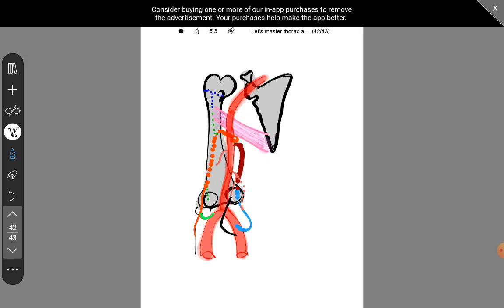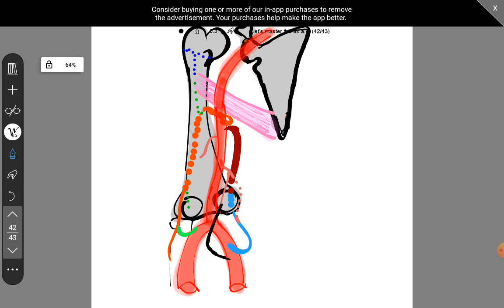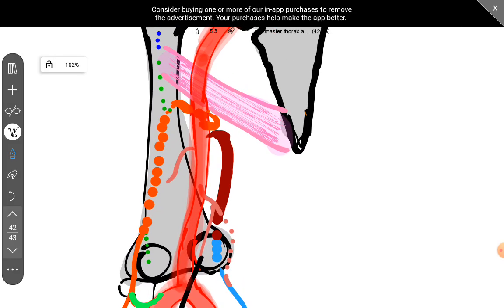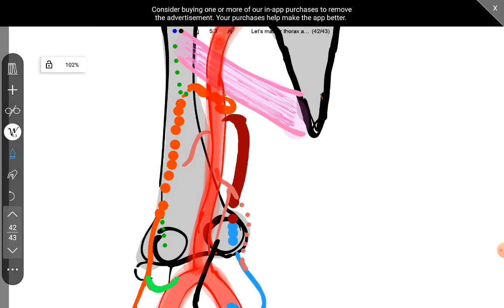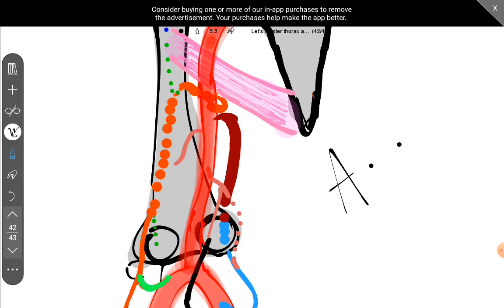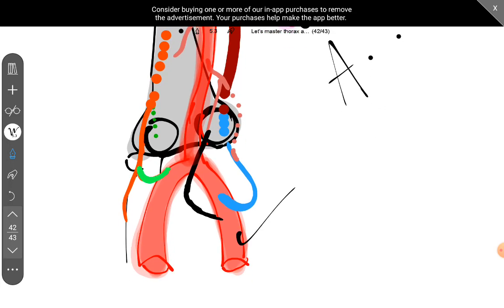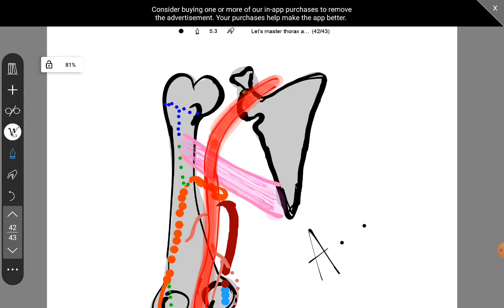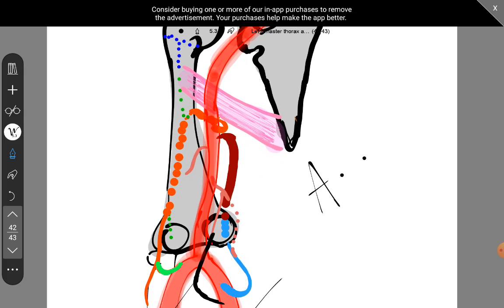So the brachial artery begins at the lower border of teres major. We previously mentioned that in the axillary artery, and it's the continuation of the axillary artery. Throughout its course, it's medial to your arm, and then just at the end, it goes to the cubital fossa to give me two branches: the ulnar and the radial arteries. Great.